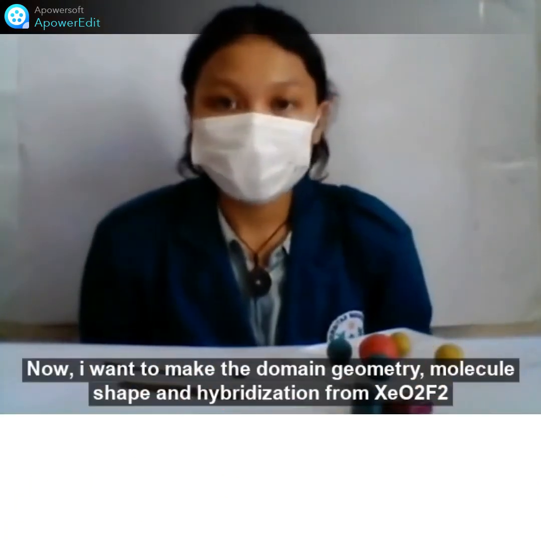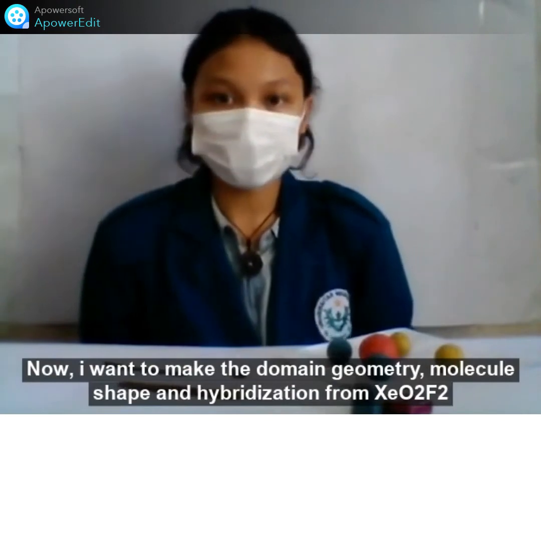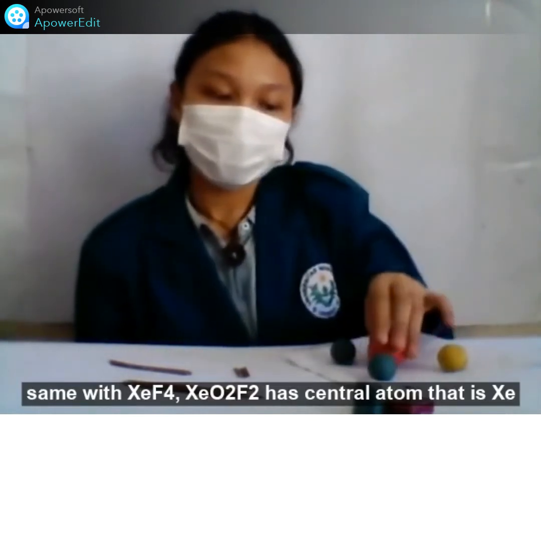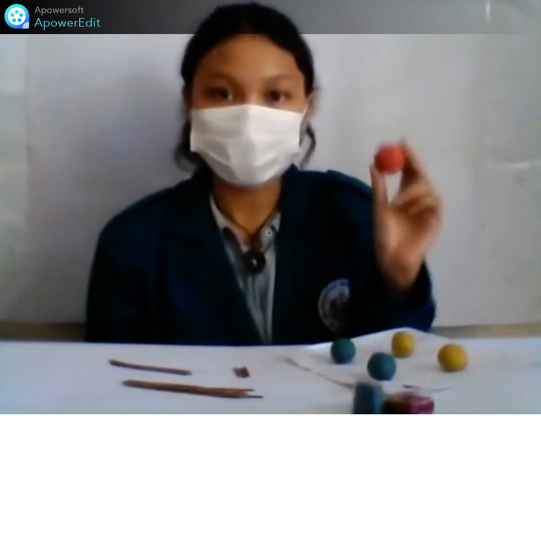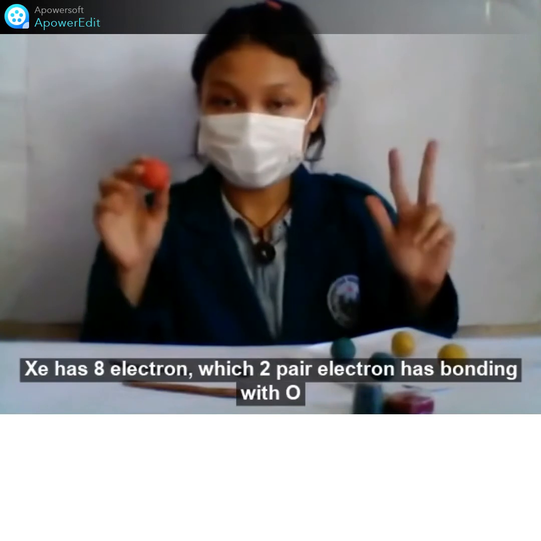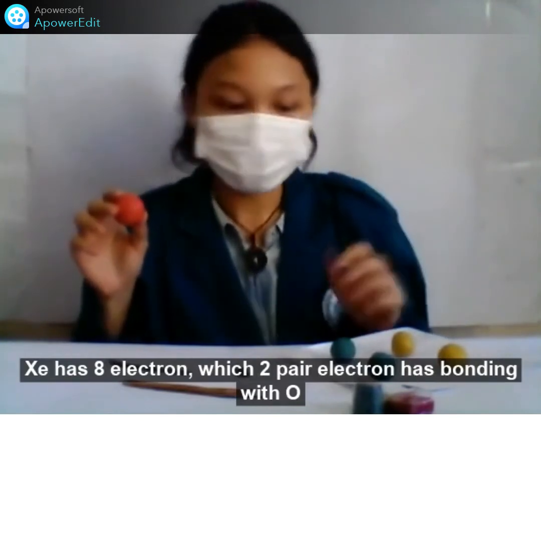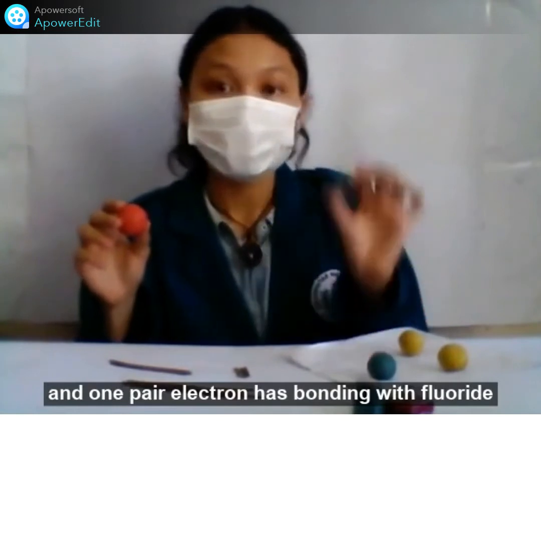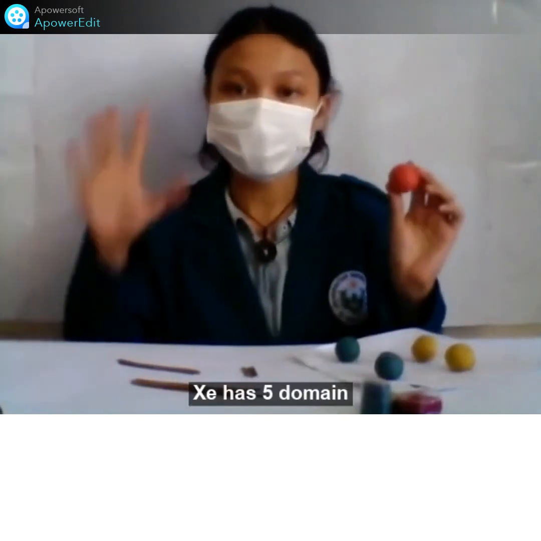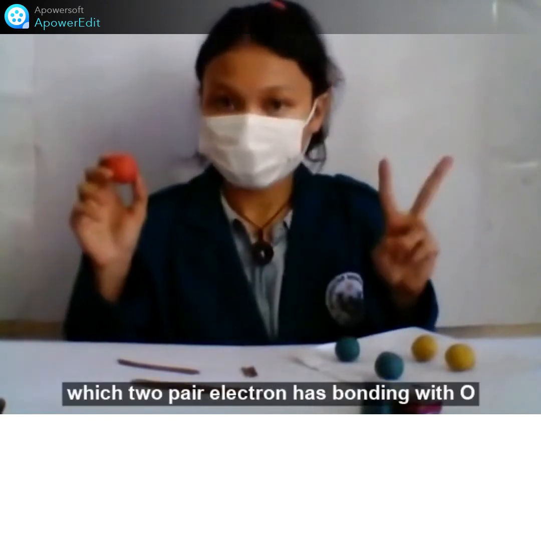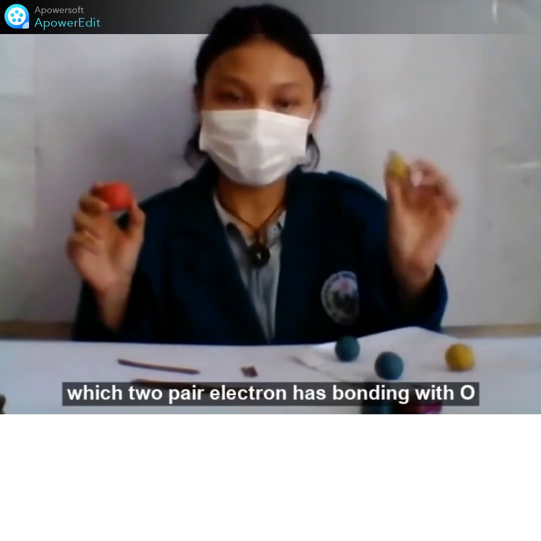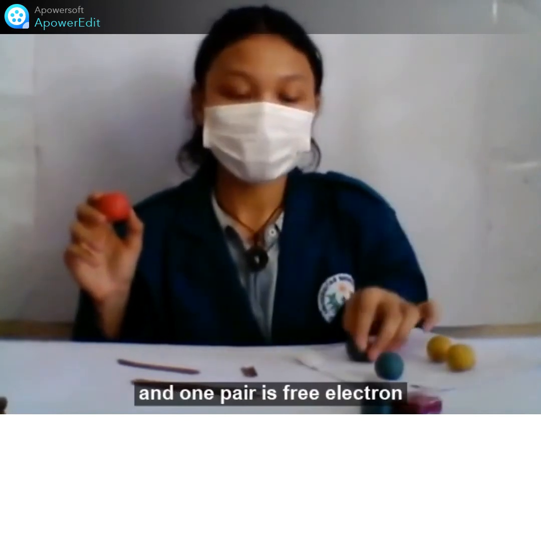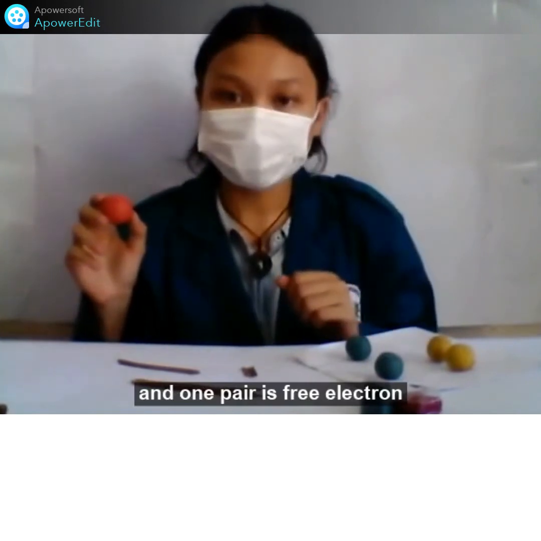Now I want to make the domain geometry, molecule shape, and hybridization of xenon dioxide difluoride. Same as xenon tetrafluoride, xenon dioxide difluoride has xenon as the central atom. Xenon has 8 electrons, of which 2 pairs are bonded with oxygen, and 1 pair is bonded with fluorine. Xenon has 5 domains: 2 pairs bonded with oxygen, 1 pair bonded with fluorine, and 1 pair is a free electron pair.